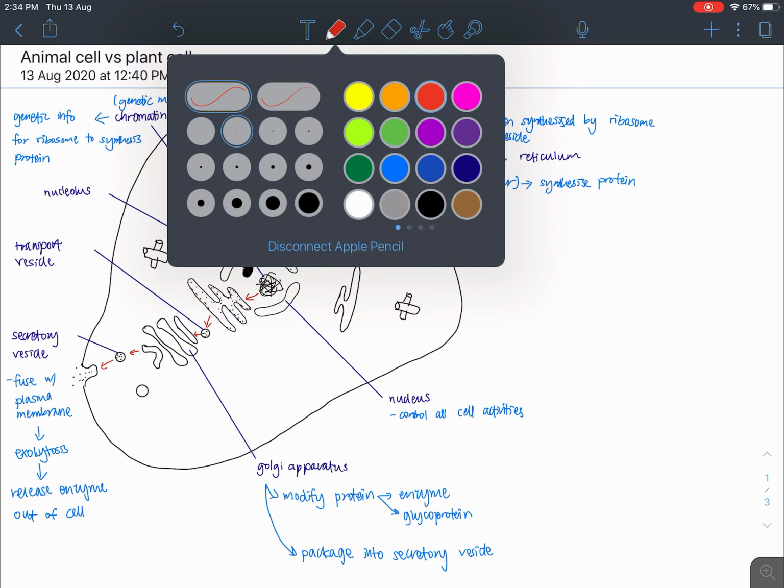So now we have finished explaining those which are responsible for enzyme production.